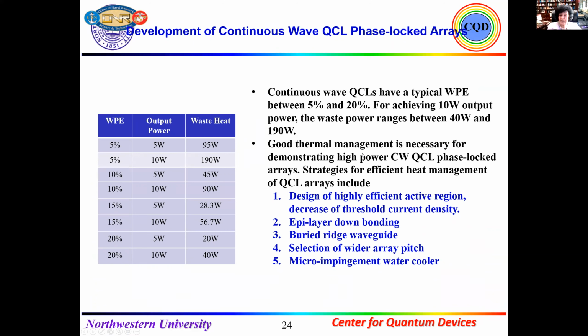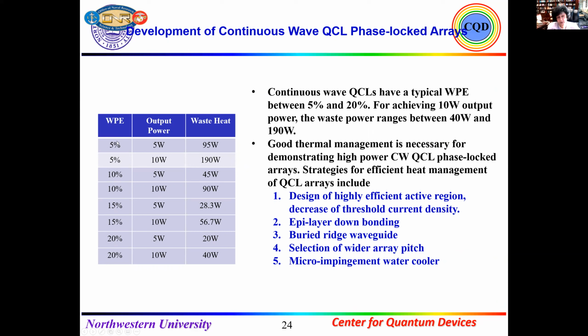So good thermal management at the same time is necessary for the demonstration of high power continuous wave phase lock. A strategy for the efficient heat management of QCL arrays includes design of the highly efficient active region, epi-layer down, buried ridge, selection of the wider array pitch, microchannel with the water cooling, and of course high wall-plug efficiency.